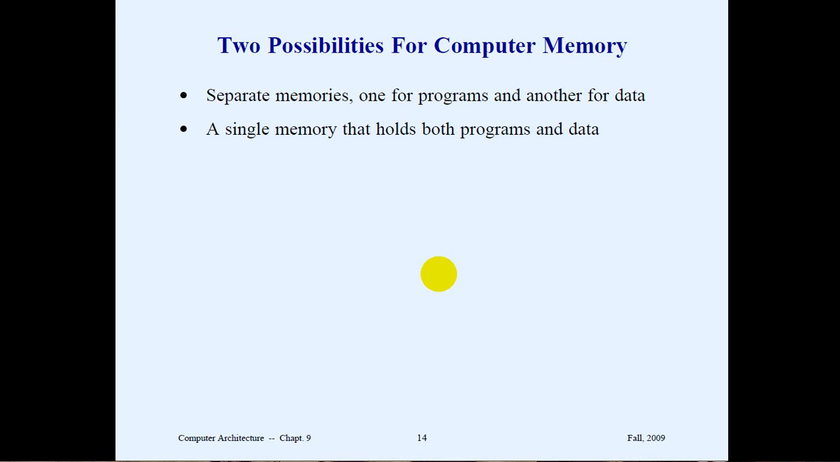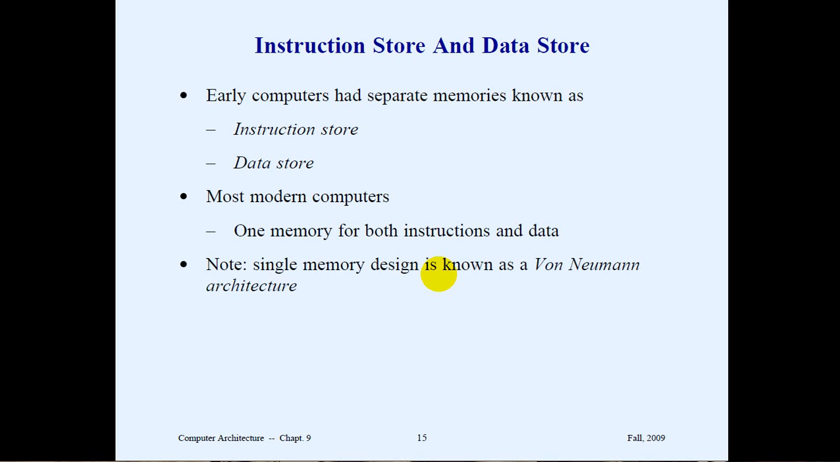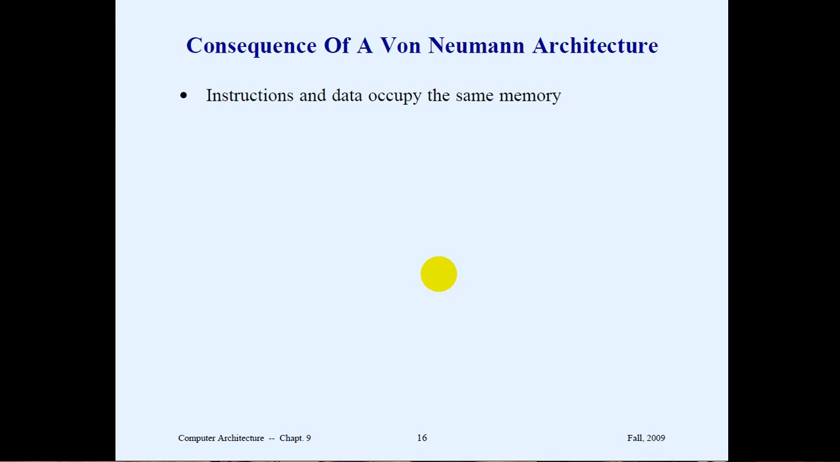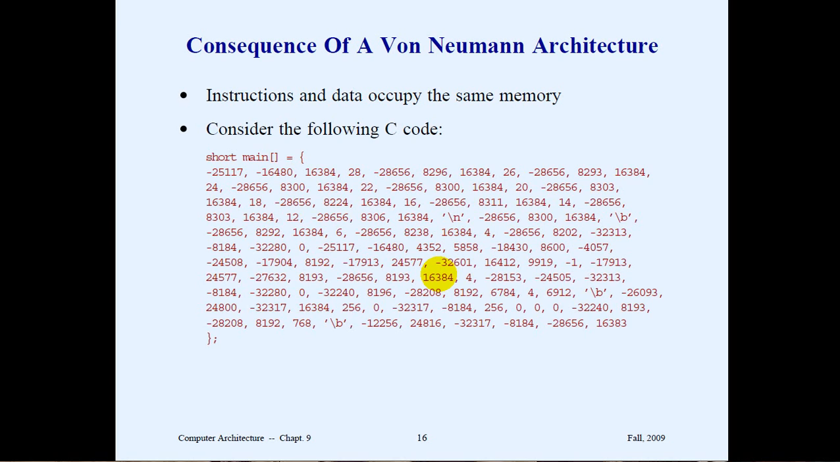And as you've traced through your von Neumann machines, as we did on the exam and things like that, the program counter will go line by line through the memory. So a single memory design is really sort of synonymous with the von Neumann architecture. So in this architecture, we have instructions and data occupying the same memory.